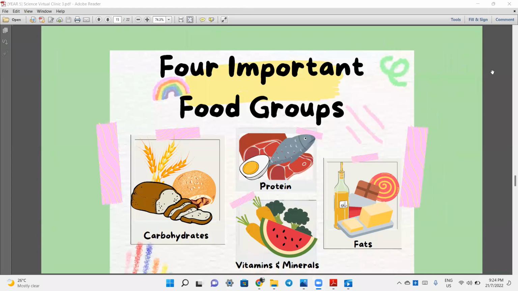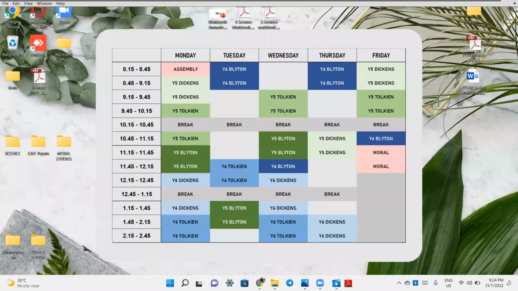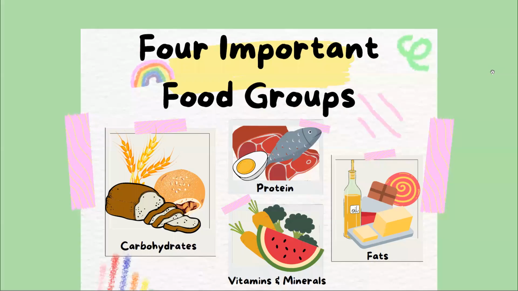This is about the four important food groups to fulfill the third objective we have. There are four important food groups. Number one, carbohydrates. Very good. Number two, vitamins and minerals. Next, protein. Last but not least, fats and sugar. Let's go into the important food groups one by one.